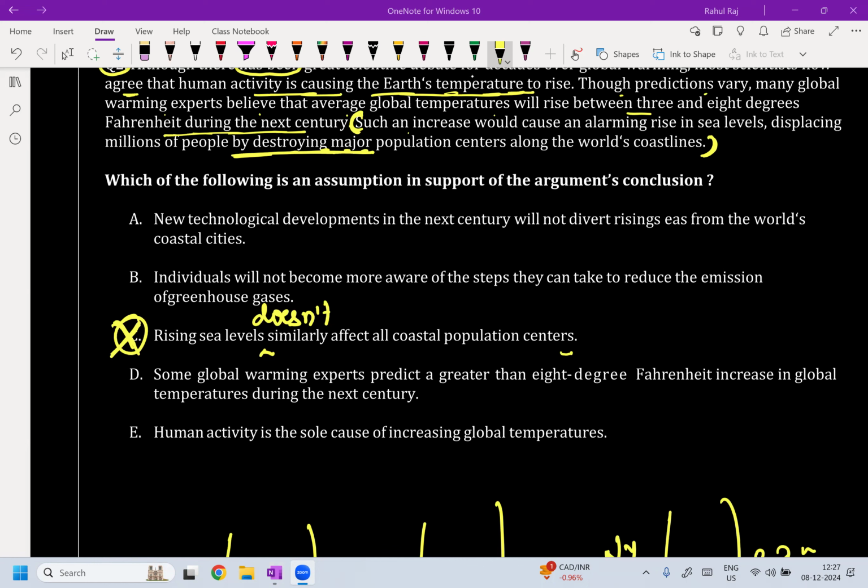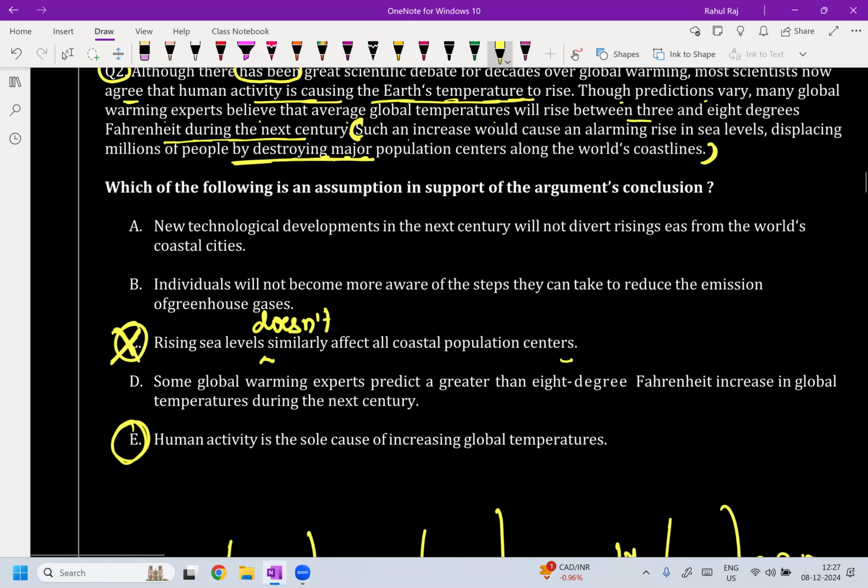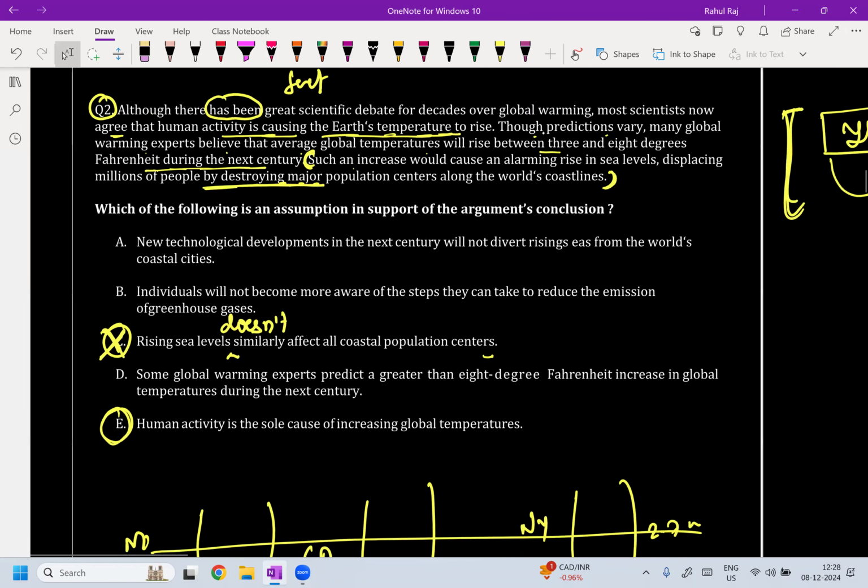Mashira, is it D? Let's come down to D. Now I'll come down to D for sure. But I have seen a lot of people marking answer E also. Tell me why E is wrong. Anyone? Please tell me. A lot of people have marked answer E as well. Tell me why E is wrong.